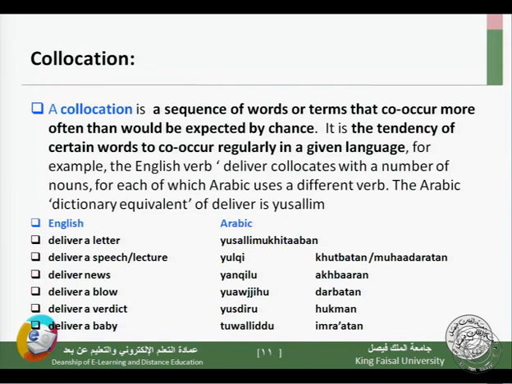يولد امرأة, تولد امرأة. In English we say deliver a baby, because for them, to be honest, the baby is more important than the mother. You know, it's very cultural. So they don't say deliver a woman, no. They say deliver a baby, it means the woman is delivering a baby. But in Arabic we say يولد امرأة. You understand? So these are very good examples of collocation. A sequence of words or terms that co-occur together more often than would be expected by chance. It's not by chance, it's fixed. You don't say deliver a boy, no. You see, you need to think of patterns. This is what we mean by collocation.